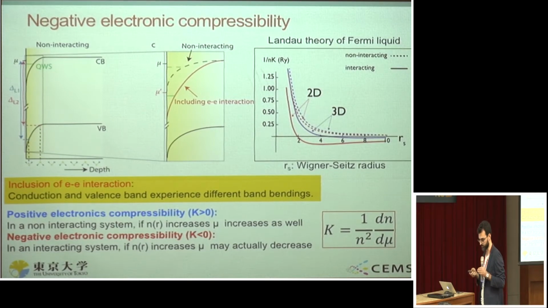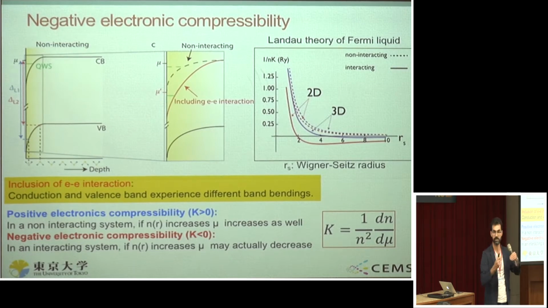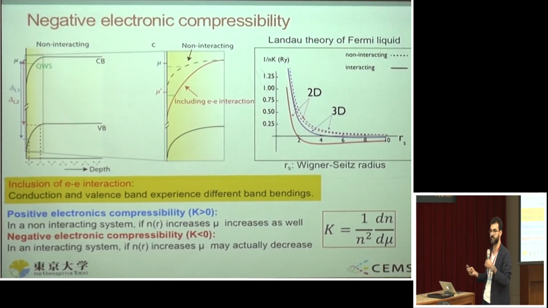Then, in order to explain this, we use Landau's theory of Fermi liquids, in which, when you include the interaction, this interaction requires that your Fermi level, your chemical potential, be modified by the amount of charge that you put in the band. So, for example, in the 2D and 3D cases, you can see this factor, which is called compressibility. Without any interaction, it is always positive as a function of the Wigner-Seitz radius, which is basically the distance between your carriers. So when you have more carriers, the Wigner-Seitz radius becomes smaller.